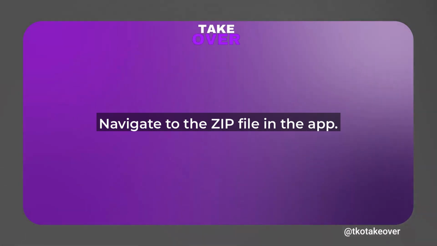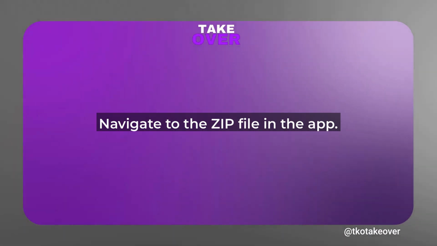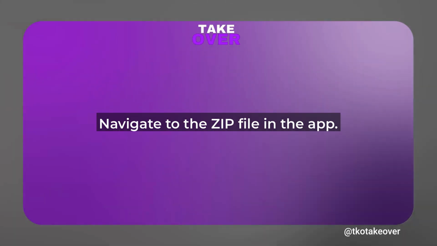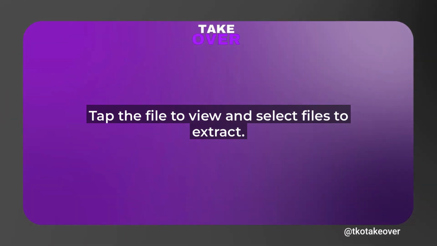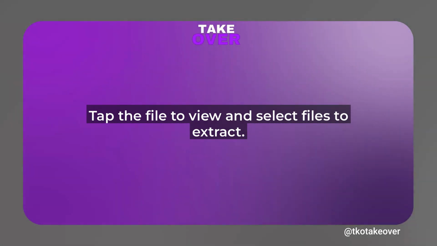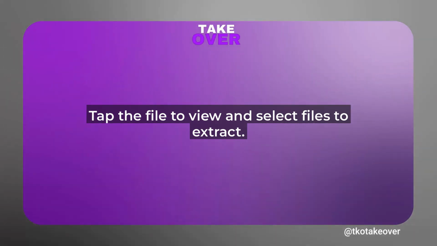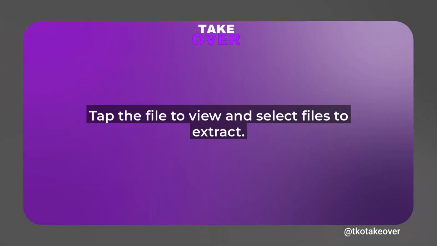Now, for the main steps. In ZArchiver, browse to the location of your zip file. Tap on it to open the archive, and you'll see a list of files inside. Select the ones you want to extract, or choose to extract the whole thing. Pick a destination folder on your device, and hit Extract. It should only take a few seconds, depending on the file size.